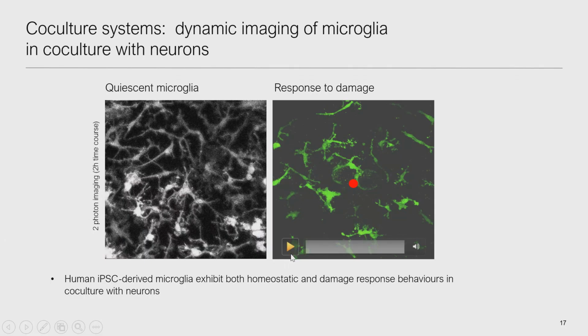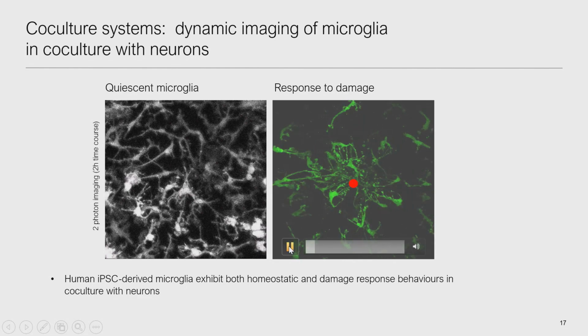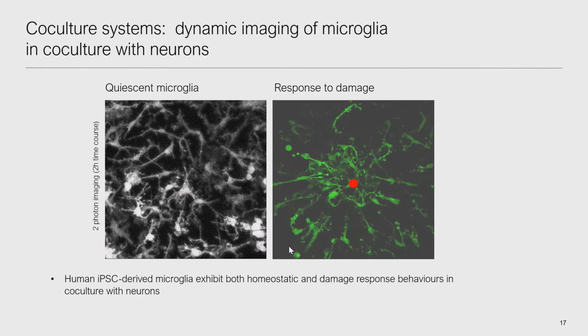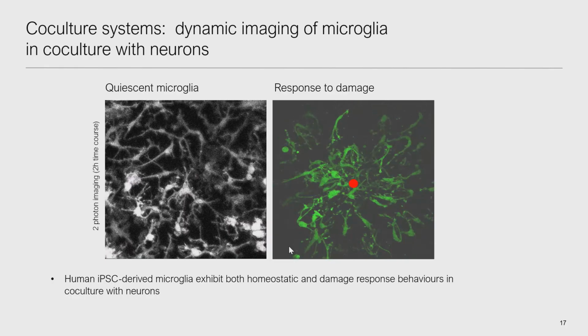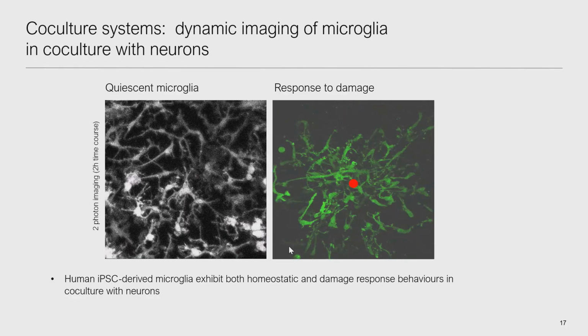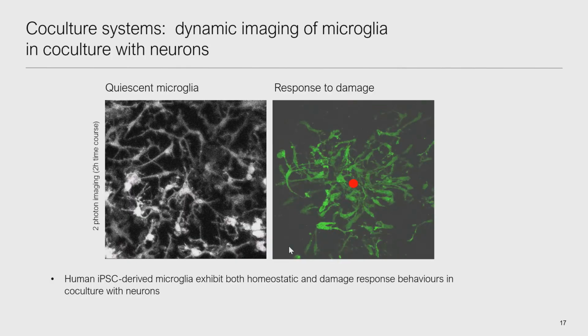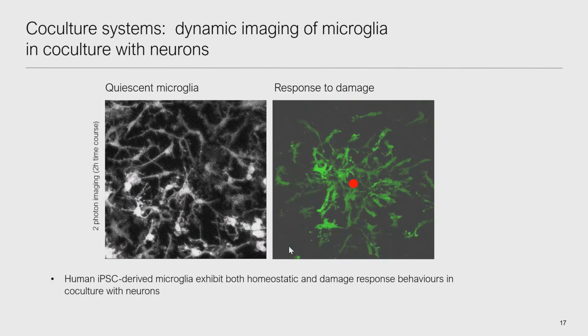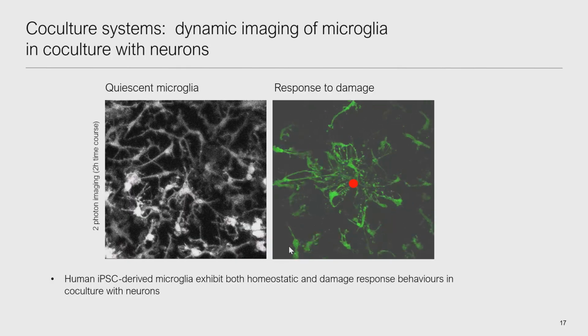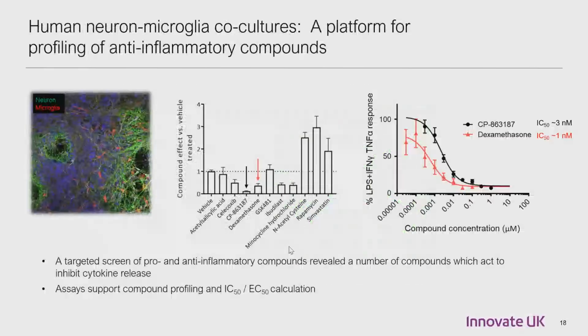We also wanted to demonstrate that the microglia will respond to damage. So if during their surveillance behavior they detect that something is amiss, for example, the red spot on this right-hand video shows a point of laser damage, you can see that they really respond rapidly and chemotax to the point of injury. So we've been able to show that in the co-culture systems, microglia behave and exhibit both homeostatic and damage response behaviors in exactly the way that we would hope.